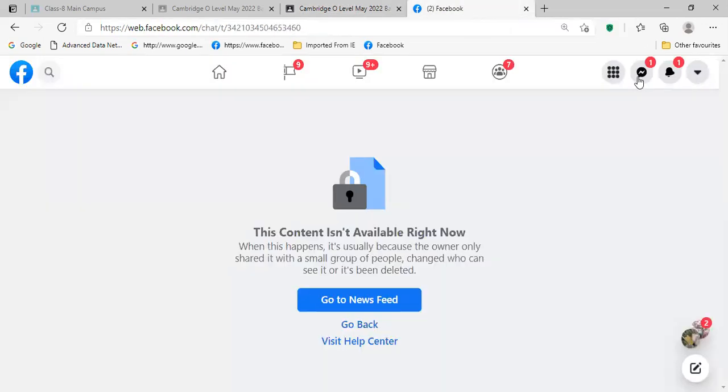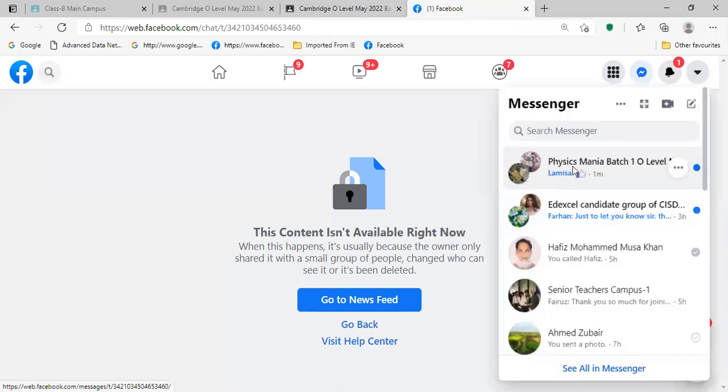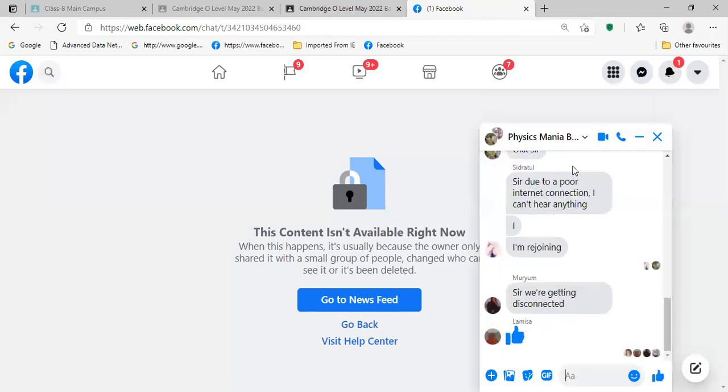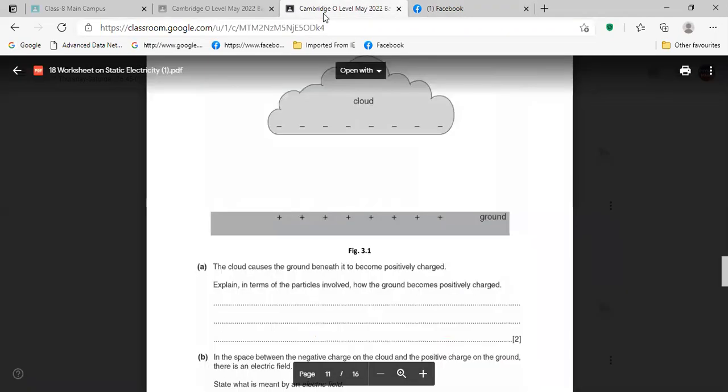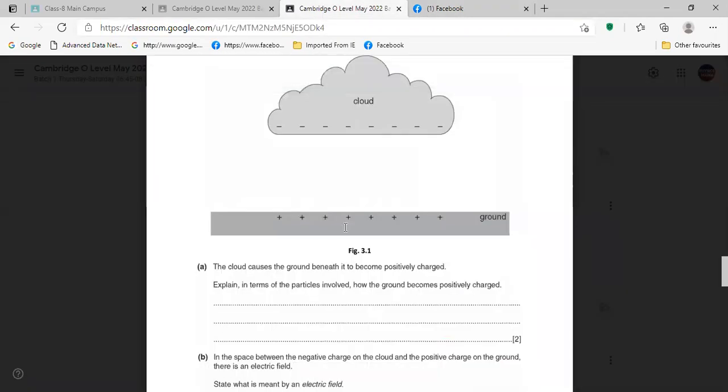What happened to Lamisa? Oh, we are getting disconnected. Maybe outside there is a storm. In my house also, I can see there is a storm going on. A little bit, not that much. Maybe for that reason, network problem.